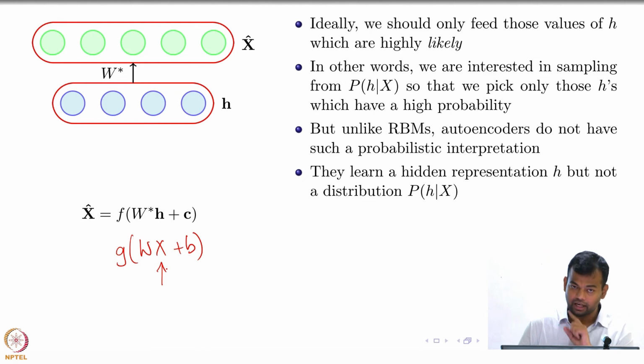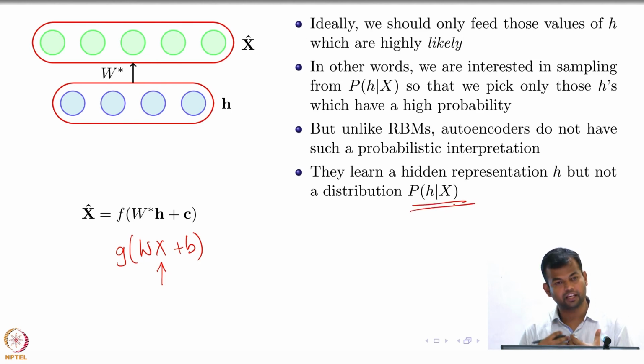However, in the case of RBMs, we were actually learning a probability distribution. Right? We were learning that given an x, what's the probability distribution over the h space. So I was able to do this. That means if I give you an x, every time you will not get back the same hidden representation. What you will get back is the probabilities of each of these hidden values taking on a value 0 or 1, and then you sample from that distribution, right?